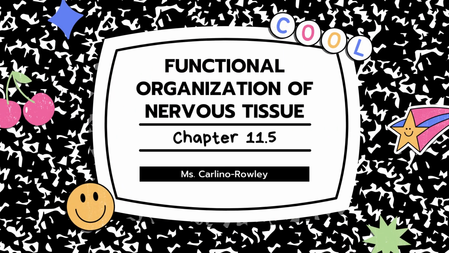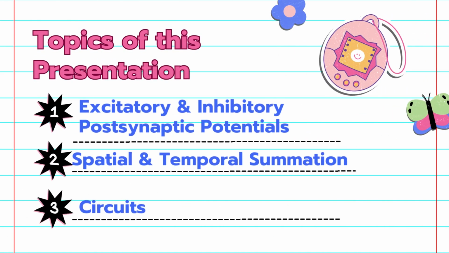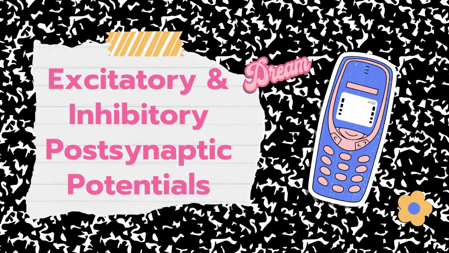Welcome to Part 5 of Chapter 11, The Functional Organization of Nervous Tissue. This presentation will cover excitatory and inhibitory postsynaptic potentials, spatial and temporal summation, and circuits. Let's begin by learning about excitatory and inhibitory postsynaptic potentials.